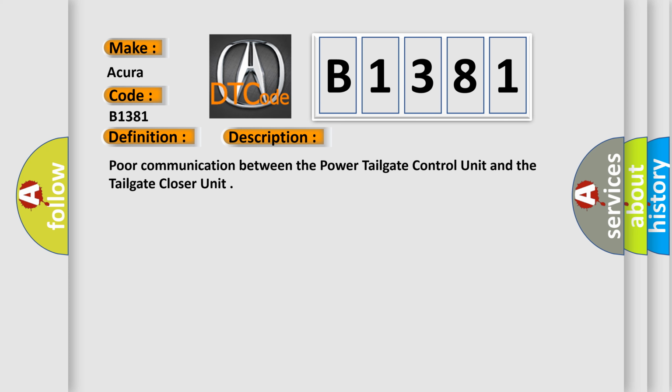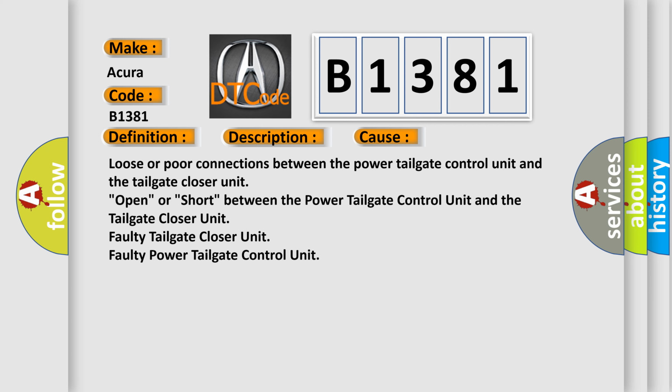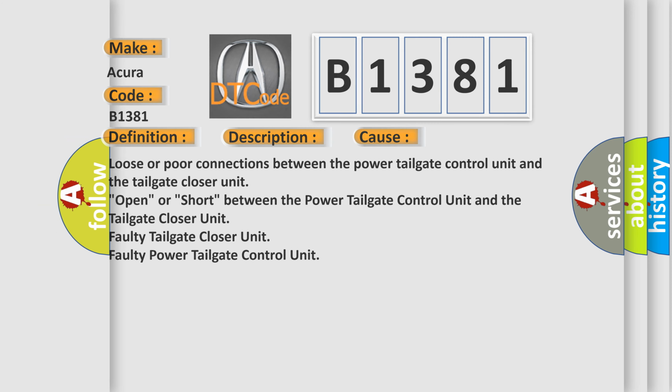Poor communication between the power tailgate control unit and the tailgate closer unit. This diagnostic error occurs most often in these cases: loose or poor connections between the power tailgate control unit and the tailgate closer unit, open or short between the power tailgate control unit and the tailgate closer unit, faulty tailgate closer unit, faulty power tailgate control unit.